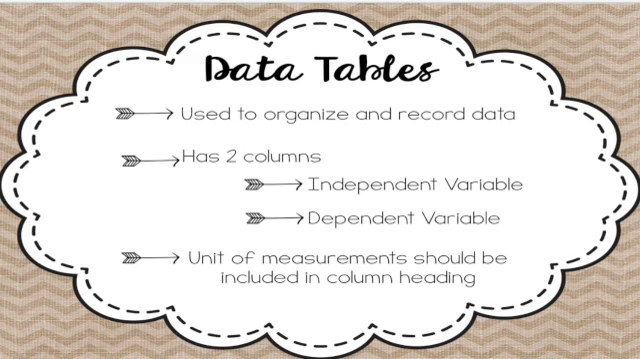Just to remind you, an independent variable is the thing that you deliberately change or manipulate, and the dependent variable is what's going to change in effect of changing the independent variable. The unit of measurement should be included in the top column heading. You should not label the data you record in the table, just at the very top. So for example, if I need to record 32 centimeters, instead of writing 32 cm, I would just write 32. And the top heading would say centimeters or cm. So the people reading the data would understand what unit of measurement is being used.